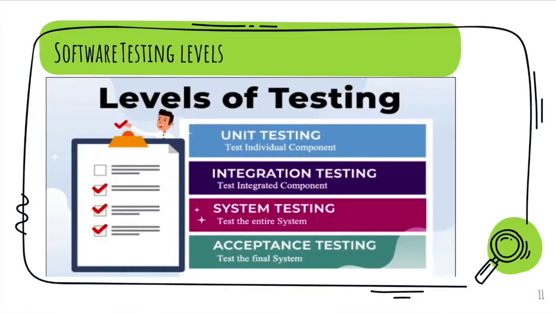So there are certain levels of software testing. One of the levels is unit testing, the second is integration testing, then system testing, and then acceptance testing. Unit testing is basically written by the developers. In unit testing, we test individual components. Integration testing is done by the tester. So all the components that have been created are integrated together, and then we perform integration testing.